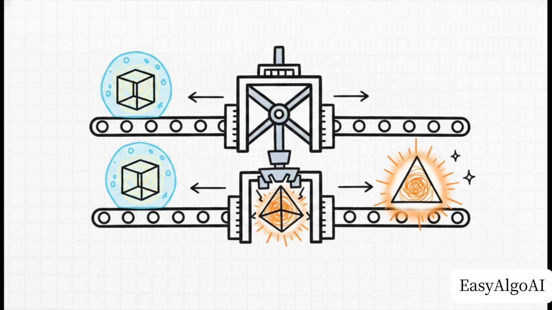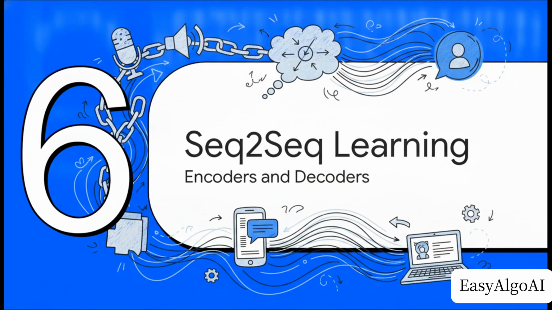Because these gates can lock information in for a long time without multiplying it by tiny fractions over and over, the gradient doesn't vanish during training. Boom, amnesia problem definitively solved. Number 6, sequence-to-sequence learning. Okay, let's bring this all together and see how it builds into the real-world apps you interact with every single day.